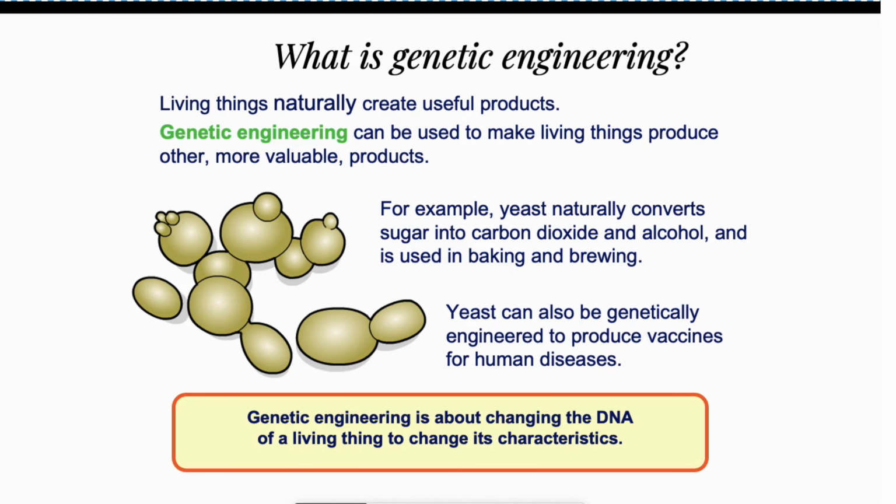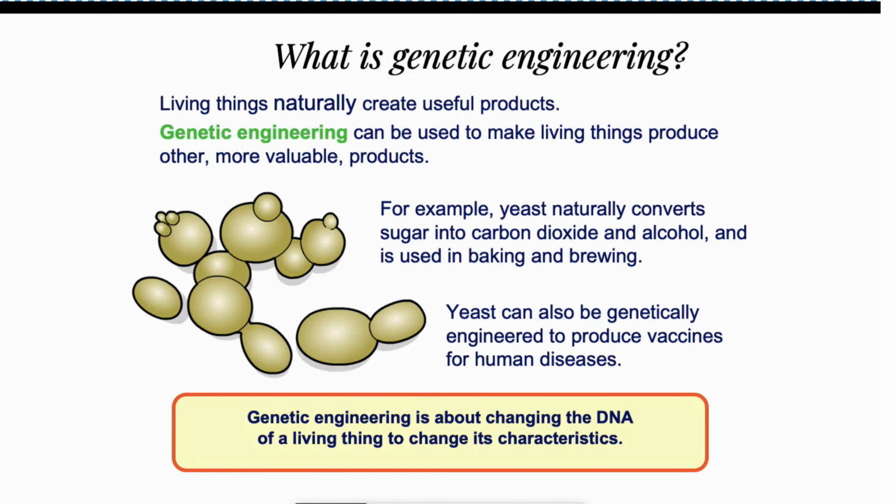Living things naturally create useful products. Genetic engineering can be used to make living things produce other more valuable products. For example, yeast naturally converts sugar into carbon dioxide and alcohol and is used in baking and brewing. Yeast can also be genetically engineered to produce vaccines for human disease. Genetic engineering is about changing the DNA of a living thing to change its characteristics.